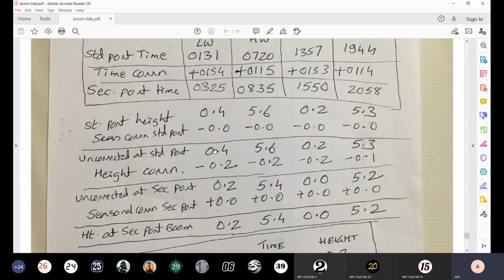The first one is low water. This is high water. This is low water. This is high water. So do we have to round off the values to 1 digit, or is it okay to keep it to 2 digits? No point keeping it 2 digits. Round to 1 digit only is better.